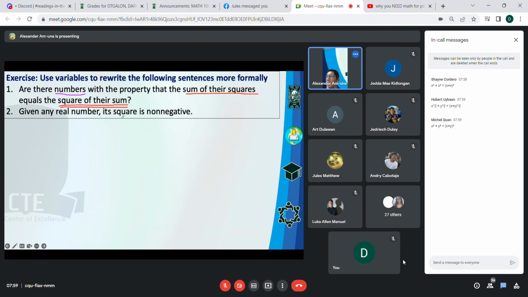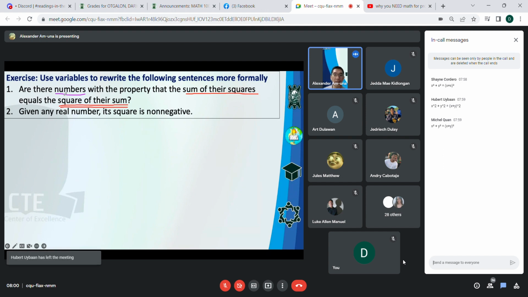Okay, so since we are going to rewrite the following sentences, we still copy the stem. So we say, are there numbers? But this time, just like what you have used, Shane, Hubert, and the other one, Michelle, we are going to assign now a variable. So in your example, you use x and y, correct? So you can say, are there numbers x and y?